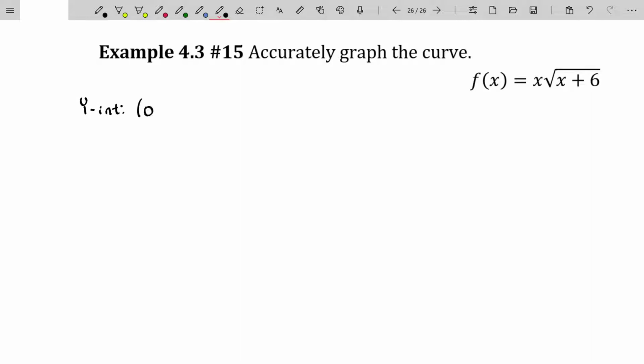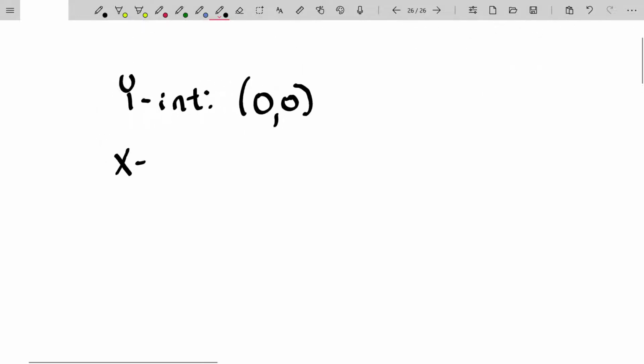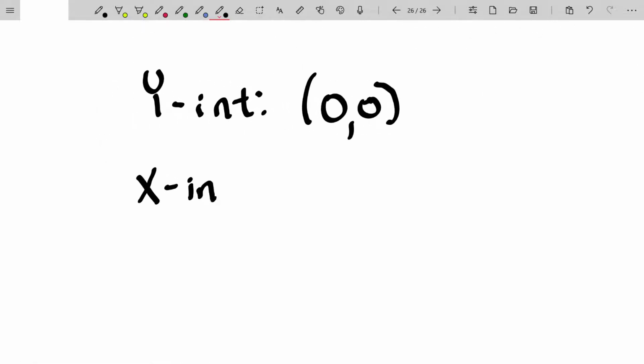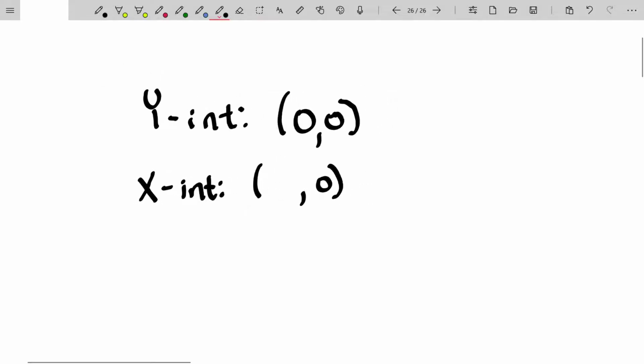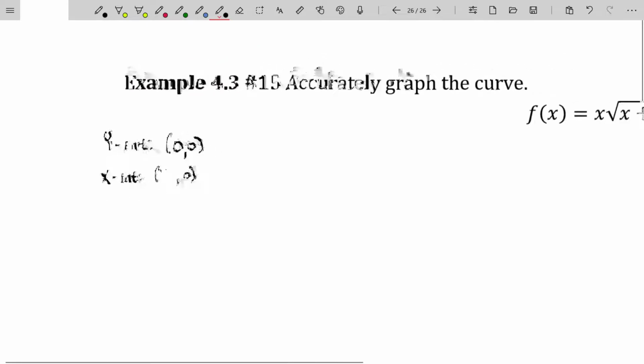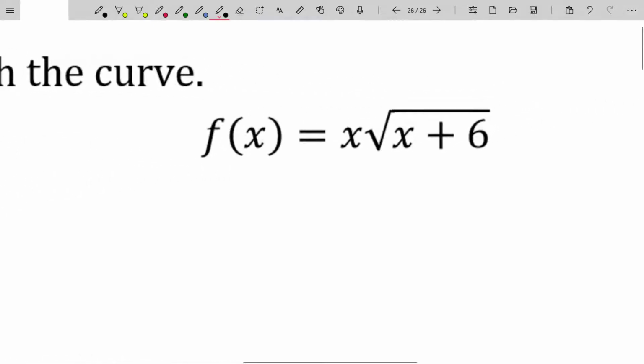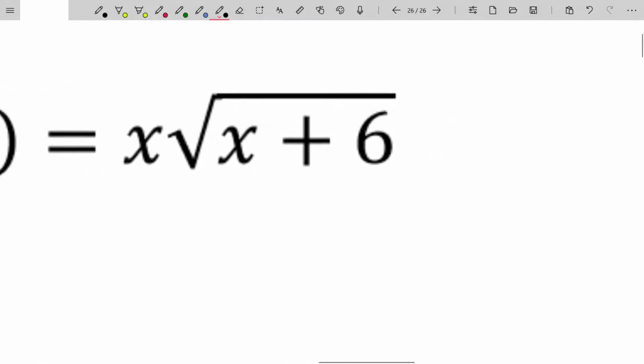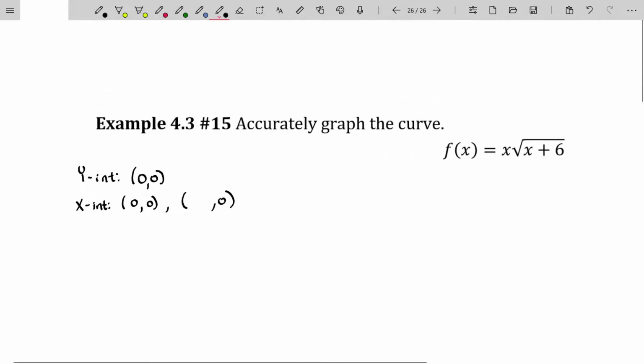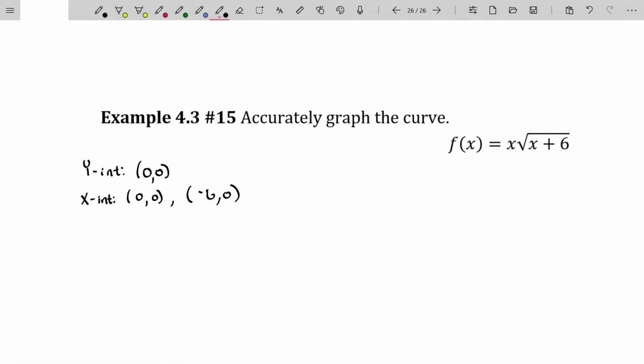The y-intercept occurs when x is 0, which gives 0, so we get (0, 0) as our y-intercept. The x-intercepts occur when the y value is 0. Of course, we know one x-intercept is at (0, 0), but we have another one. The second x-intercept occurs when that square root becomes 0, which is at x equals negative 6. So (negative 6, 0) is also an x-intercept.